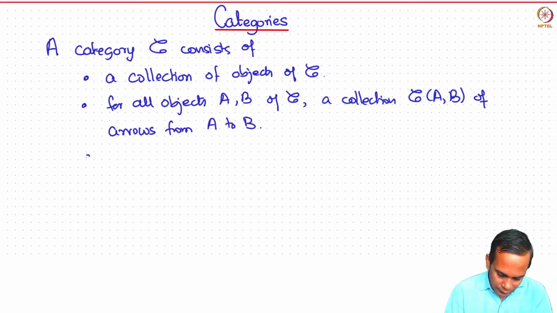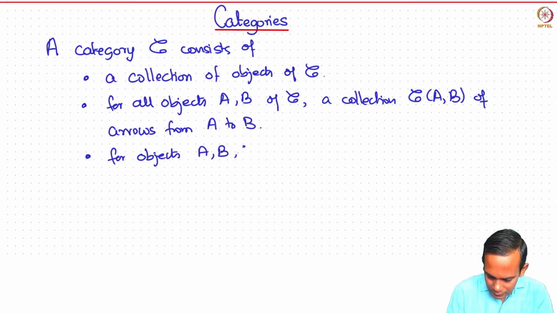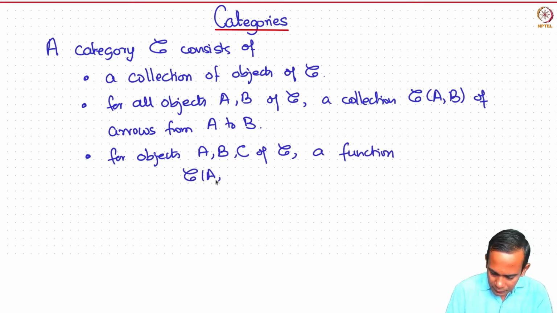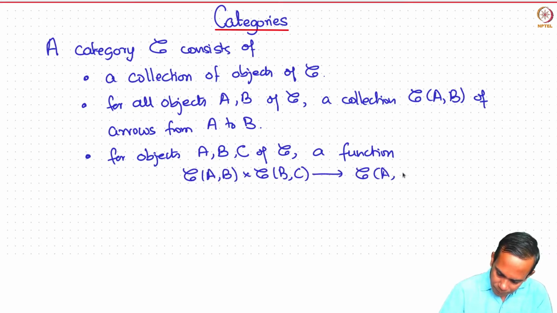And the third piece of data that we're given is, for objects A, B, C of the category C, a function F from C(A,B) cross C(B,C) to C(A,C). So this function is actually a composition, so we'll call it a composition function.